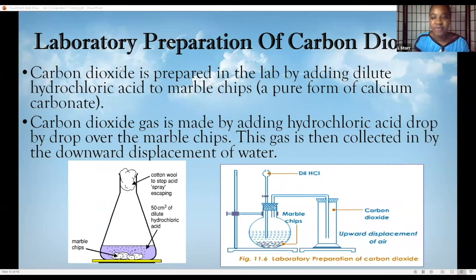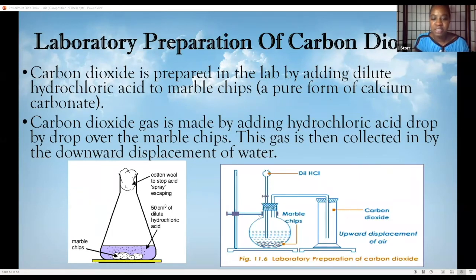So how we do that firstly is carbon dioxide is prepared in the lab by adding dilute hydrochloric acid. It has to be diluted, added to marble chips. Marble chips are pure forms of calcium carbonate. Now, carbon dioxide gas is made by adding hydrochloric acid drop by drop over the marble chips. This gas is then collected by the downward displacement of water.